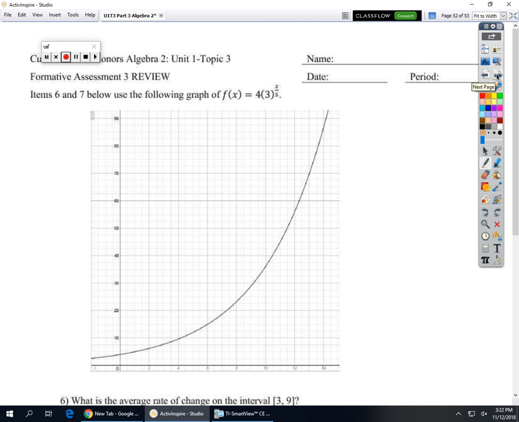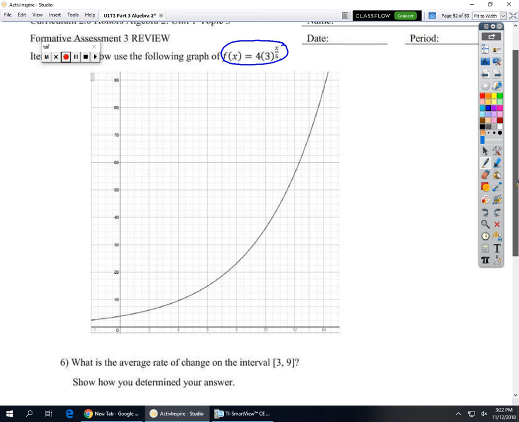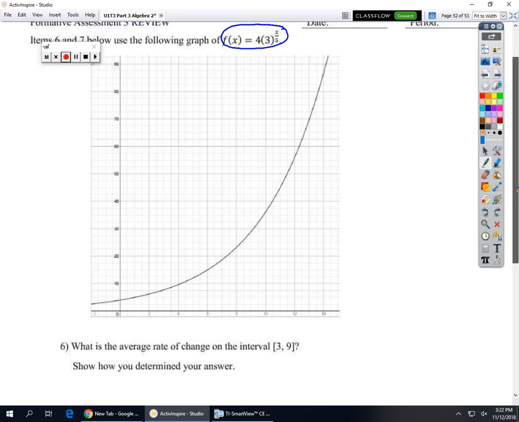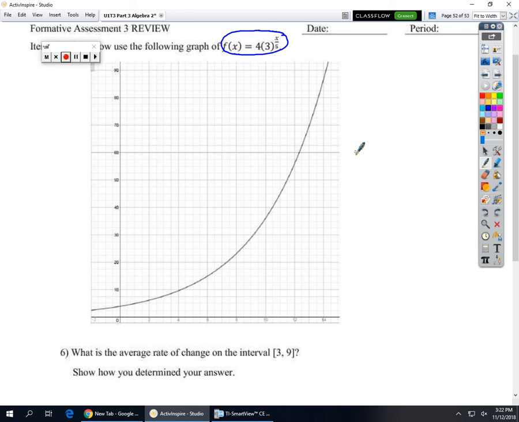All right, 6 and 7, we got to use this graph. They've also given us a function right here. So they want us to know what is the average rate of change on the interval from 3 to 9. So average rate of change formula, you don't need to memorize this. This will be given to you if you don't remember it. f(b) minus f(a) over b minus a.